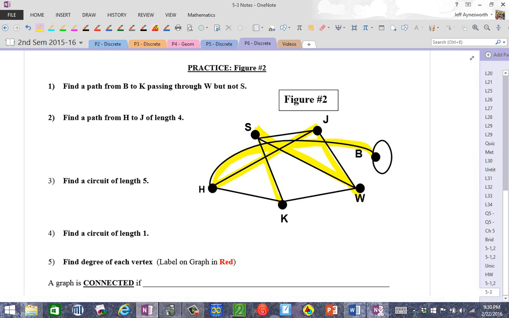So it's kind of hard to see, right? So what you do is this. You can simplify it by this. Go B to H, up here to J, and then to W, and then up here to S, and then back down to K.